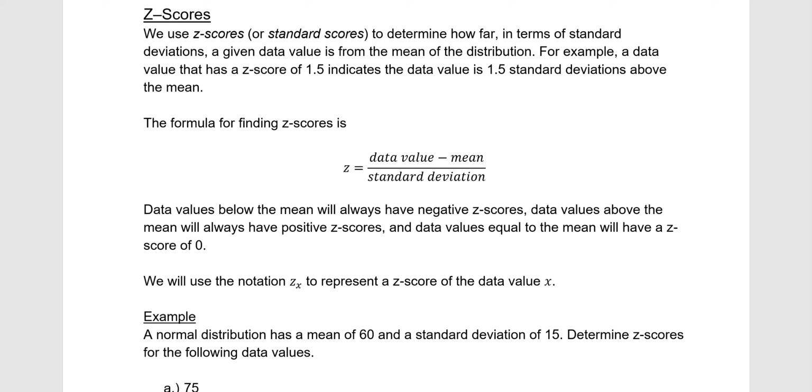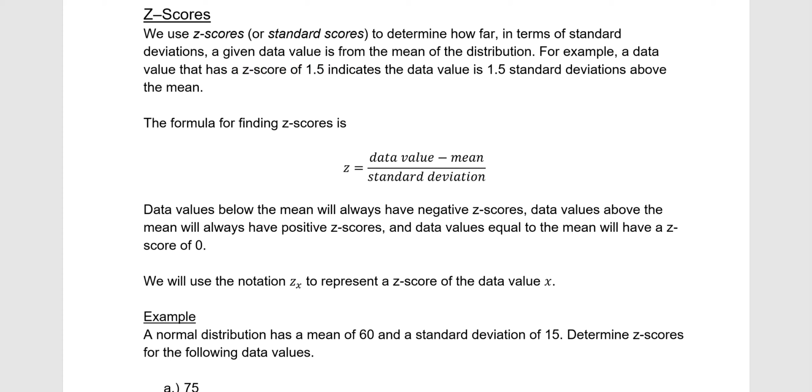For this next thing, now we're going to be doing z-scores. So z-scores are also called standard scores or standardized scores, and these are going to determine how far in terms of standard deviations a value is away from the mean of the whole distribution. So a z-score tells us how many standard deviations a data entry is away from the mean. And for example, if we have a z-score of 1.5, that means the data value is 1.5 standard deviations above the mean because it's a positive 1.5.